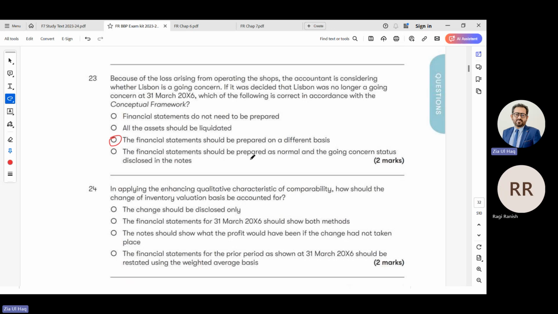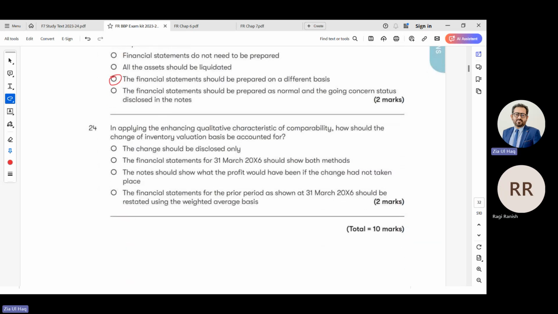The financial statements should not be prepared as normal. They should be prepared on a different basis, and that should be disclosed, because the company is not a going concern. Aren't the assets also going to be liquidated? Liquidate means sell, dispose of. You don't need to dispose of them. You need to show all non-current assets under current assets. At the time of winding up, you will dispose of them, not before that time.